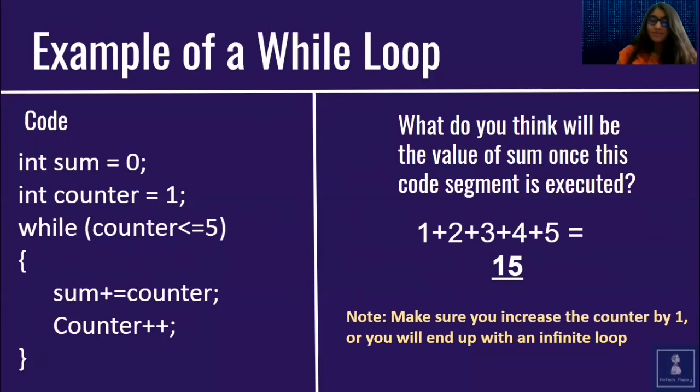So over here, we have to note that we increase the value of counter by 1, or we end up with an infinite loop. So to understand this, if counter starts off with 1 and we don't have this sentence, the value of counter is not going to increase. The value of counter is always going to be less than or equal to 5, which means this is always going to keep happening. It's going to go into an infinite loop. And we don't want that. So we have to remember to increase the value of counter by 1.